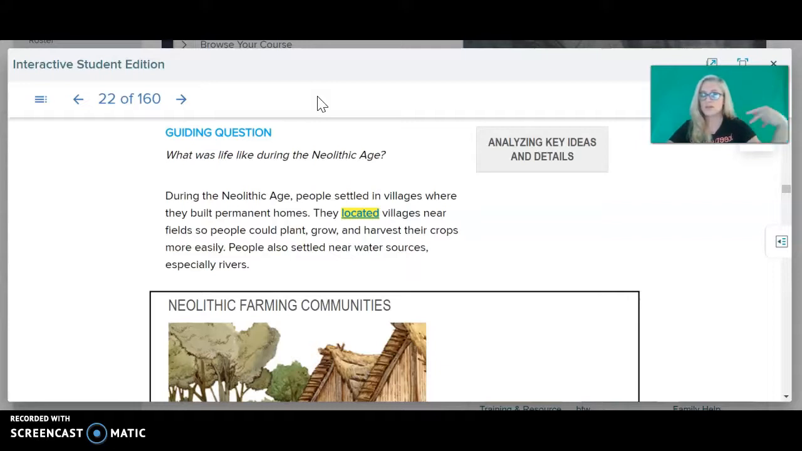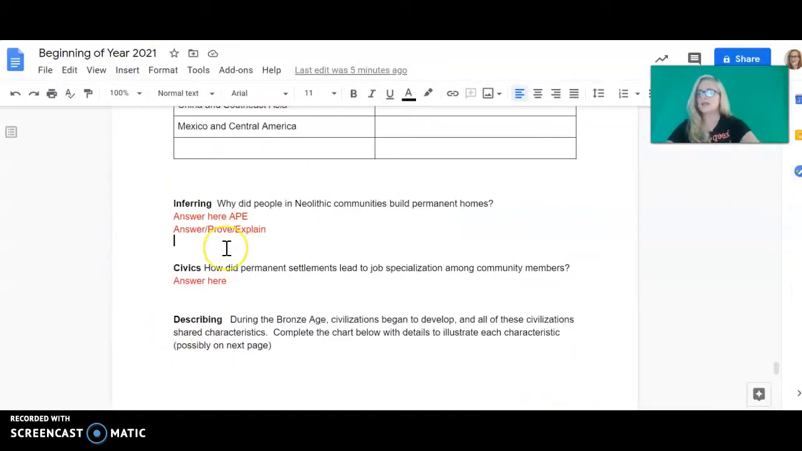Food, water, safety, shelter, yeah? Okay, so let's go back to our answer, and our question is, why would they have built permanent homes? And remember, we're going to use words and phrases from our question in order to formulate our answer. That way we keep as much academic vocabulary as possible in our answer to step it up.